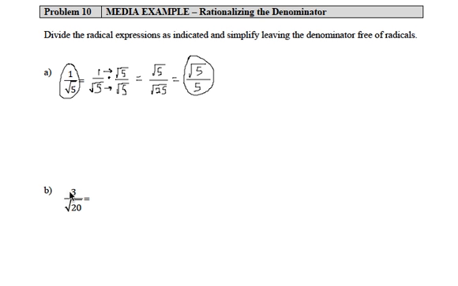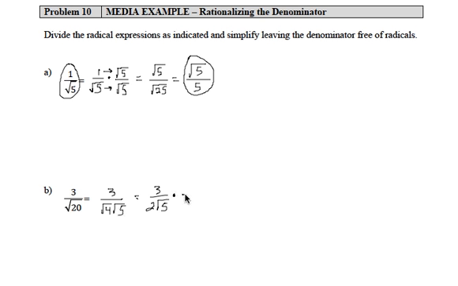For part B, 3 over the square root of 20, it can be helpful in problems like this. The square root of 20 can be simplified just a little bit. So let's do that first, and then it makes our multiplication a little bit easier. Square root of 20 is the square root of 4 times the square root of 5. That becomes 3 over 2 times the square root of 5, because the square root of 4 is 2.